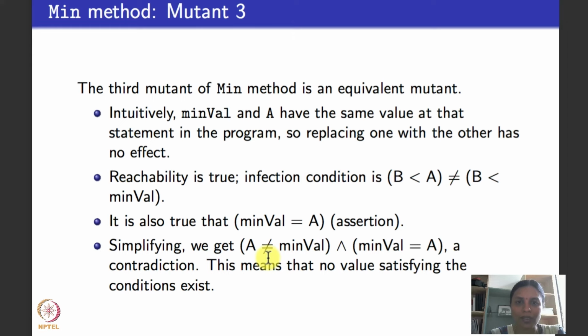If I simplify it, what do I get? I'll get A is not equal to min val from this part, because B is less than A and it's not the same as B being less than min val. And I also know from this assertion that min val equals A. If you read this independently, you see that A is not equal to min val and A is equal to min val. This is a contradiction, right? The fact that this is a contradiction in logic means that I cannot find any test case value that will do infection and propagation for this condition, which means this is an example of an equivalent mutant.